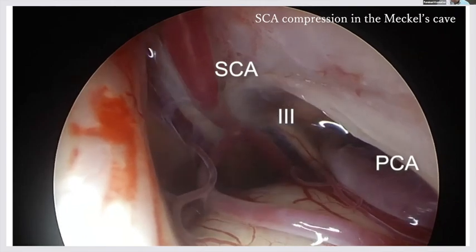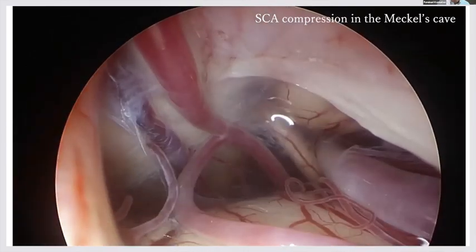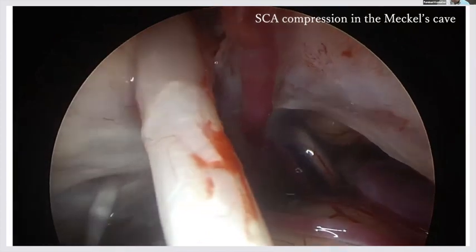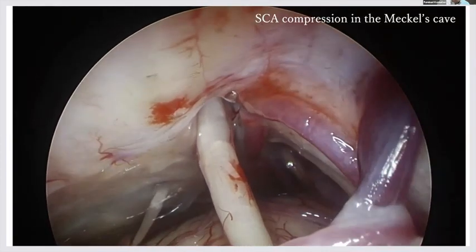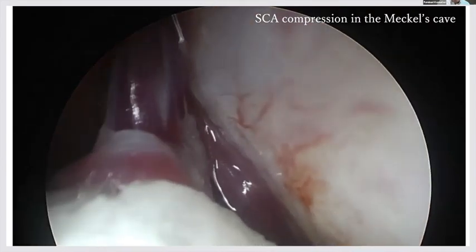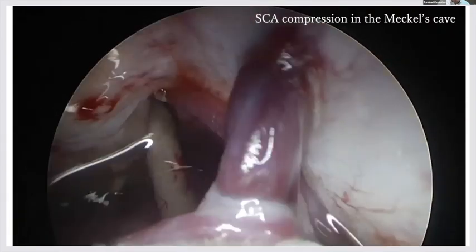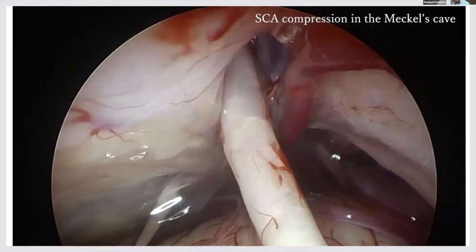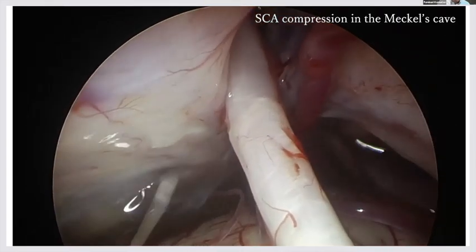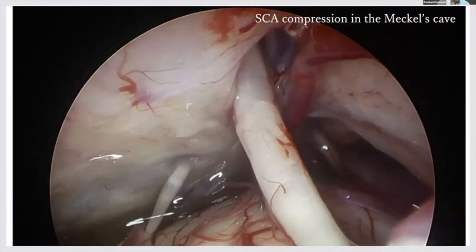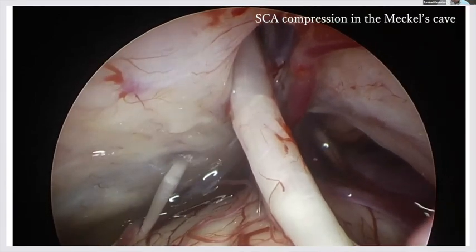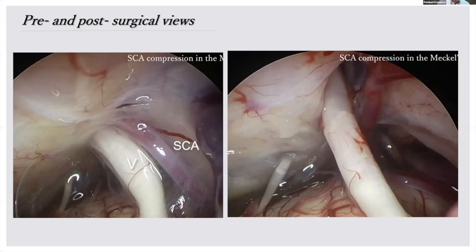The third nerve, PCA, and the SCA are visible. Also, this is the medial cave, the transposed SCA, and Peter's vein. And this is the final view of the operation. Also, again, the pre and post-surgical views are shown.